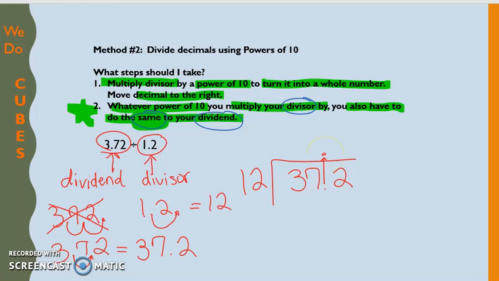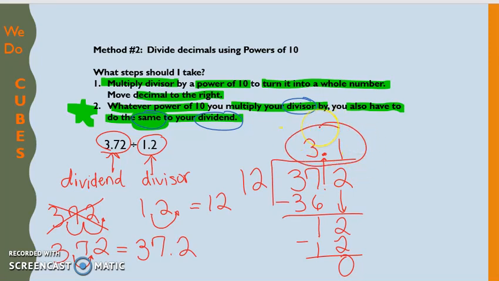So 12 goes into 37, 3 times. 12 times 3 is 36, and we're going to bring down this 2. 12 goes into 12 one time. 12 times 1 is 12. And we have 0 as a remainder. So our answer to 3.72 divided by 1.2 will give you 3.1.